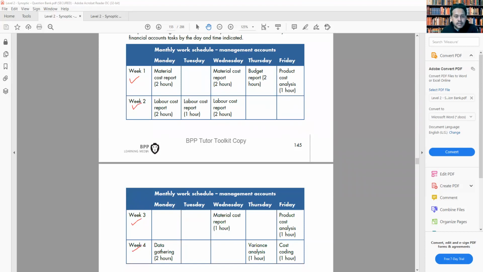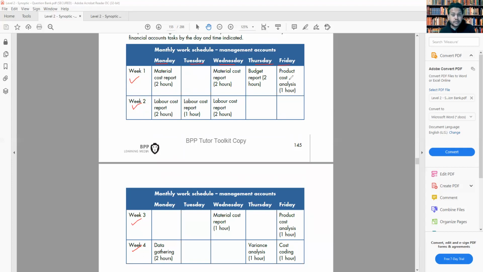So Monday, Tuesday, Wednesday, Thursday, and Friday. So week 1, we can see Monday we do this material cost report. Tuesday we have nothing. Then Wednesday we have material cost report. Thursday we have budget report. And Friday we have product cost analysis.